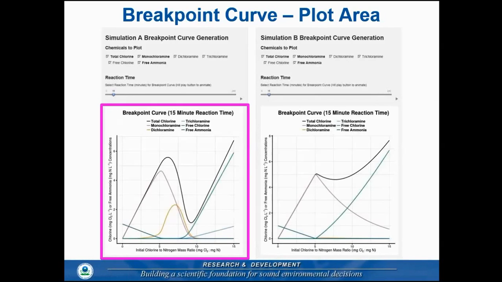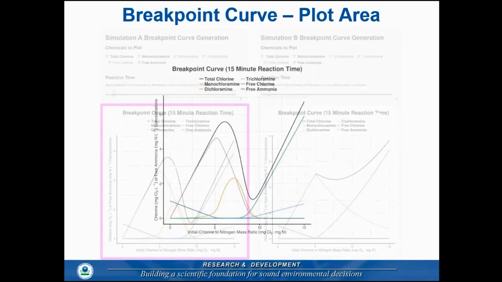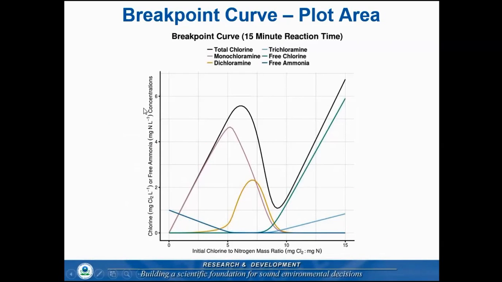So then you actually have your breakpoint curve here, which is showing all the chemicals through time. Again, concentrations here on the left, on the y-axis, and then chlorine nitrogen mass ratio on the x-axis, and all the different chemical concentrations. And here's the 15-minute reaction time.